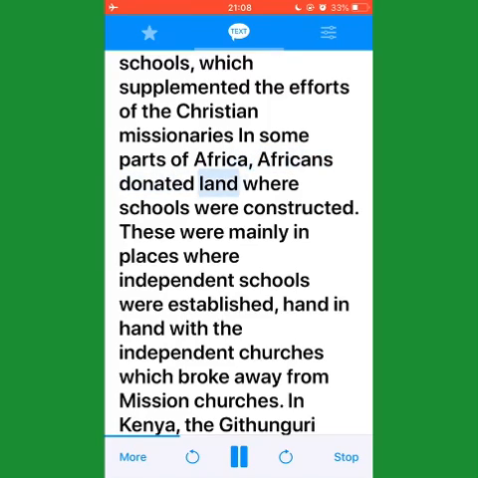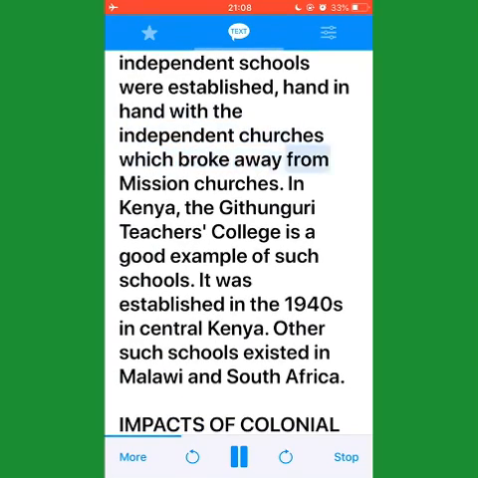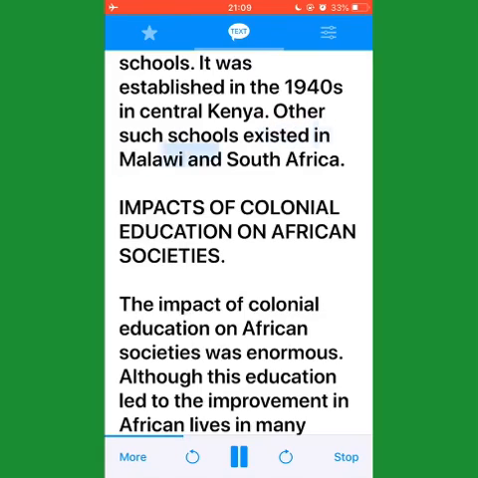Africans donated land where schools were constructed. These were mainly in places where independent schools were established, hand in hand with the independent churches which broke away from mission churches. In Kenya, the Githunguri Teachers College is a good example of such schools. It was established in the 1940s in central Kenya. Other such schools existed in Malawi and South Africa.